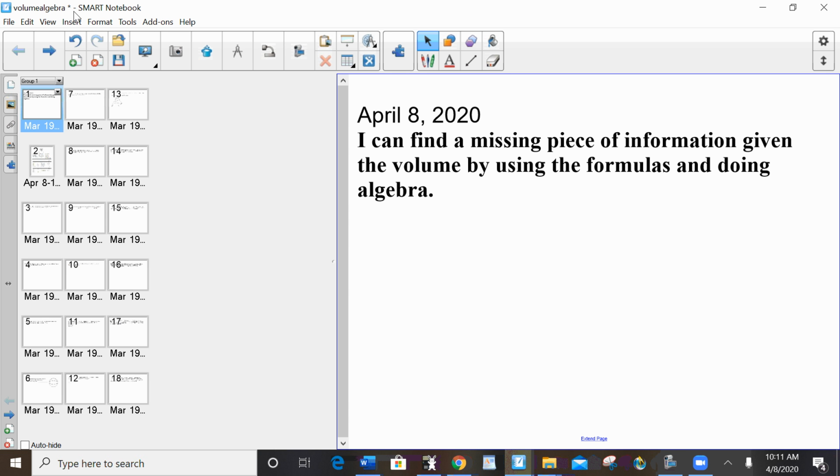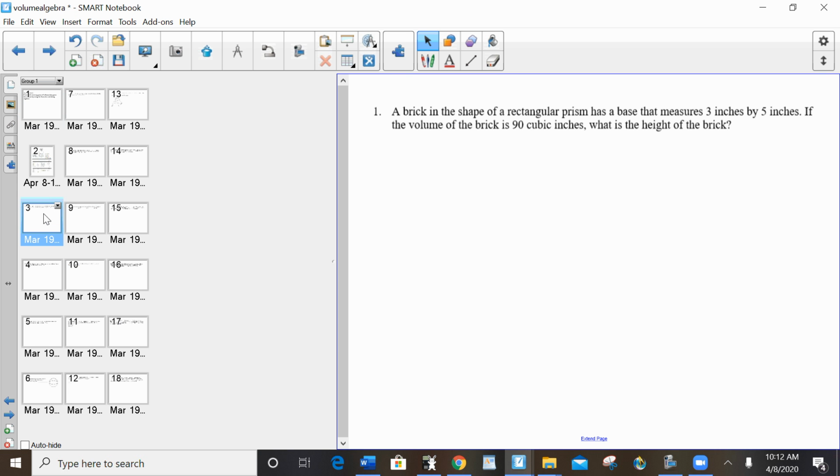Today we are going to find a missing piece of information given the volume by using the formulas and doing algebra. The past couple days we've calculated the volume. Now we're going to be given the volume and be asked to find another piece of information. So let's take a look at number one. Again, this is volume with algebra in your volume and three-dimensional objects packet.